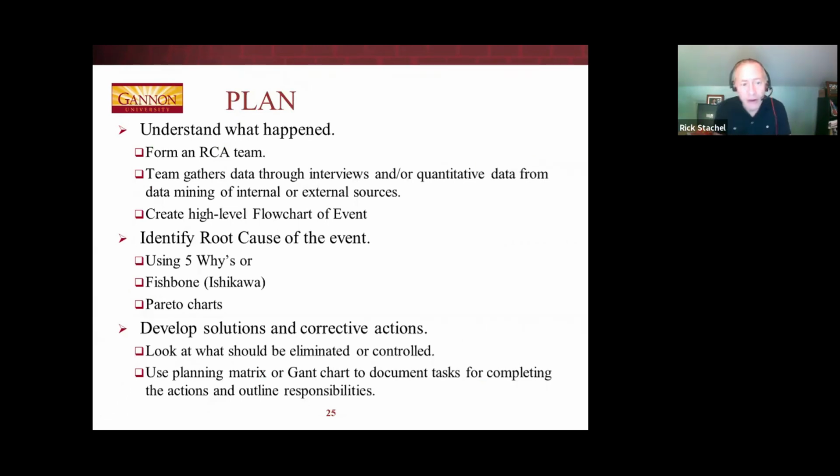And so basically, this is trying to get the information and the data to identify what happened, and then create a high-level flow chart of the event that occurred, right? And then you use the 5 whys or fishbone or Pareto chart to synthesize that a little bit more. Then you develop solutions or corrective actions, look at what should be eliminated or controlled, and then overall just a Gantt chart or planning matrix to work through that particular plan.